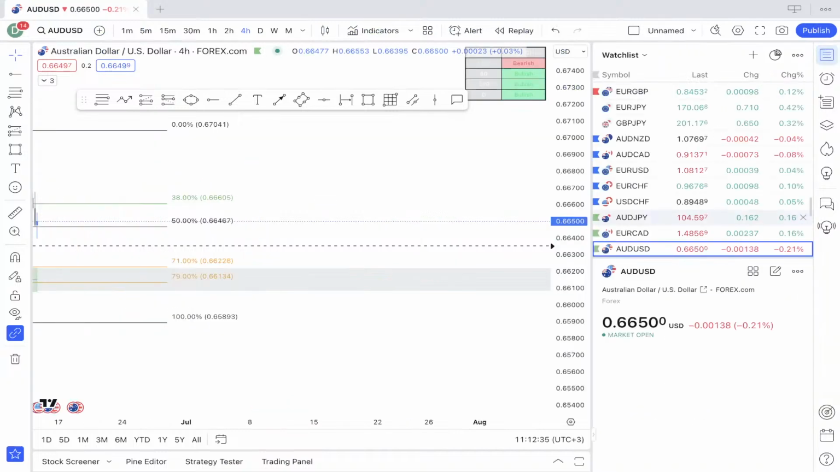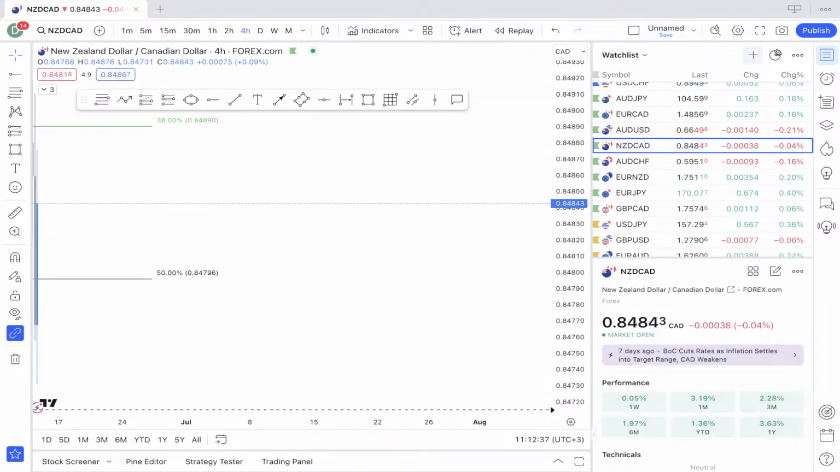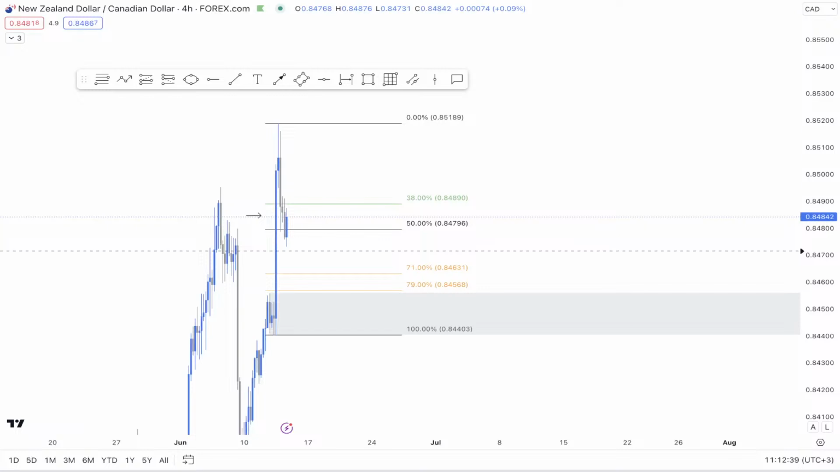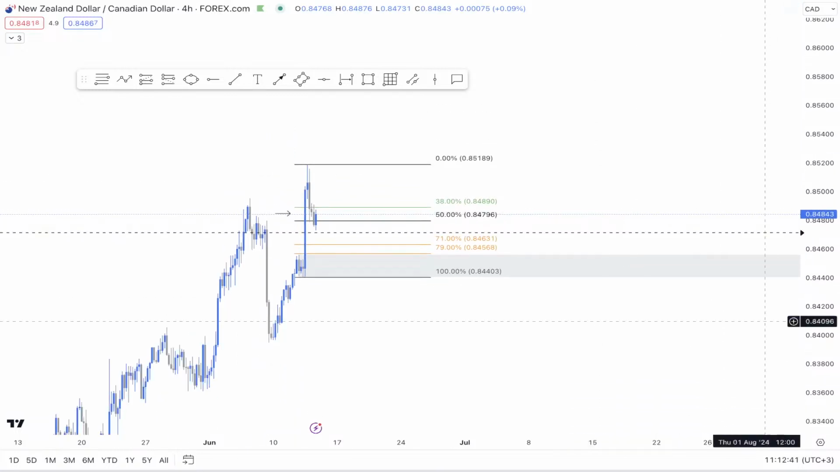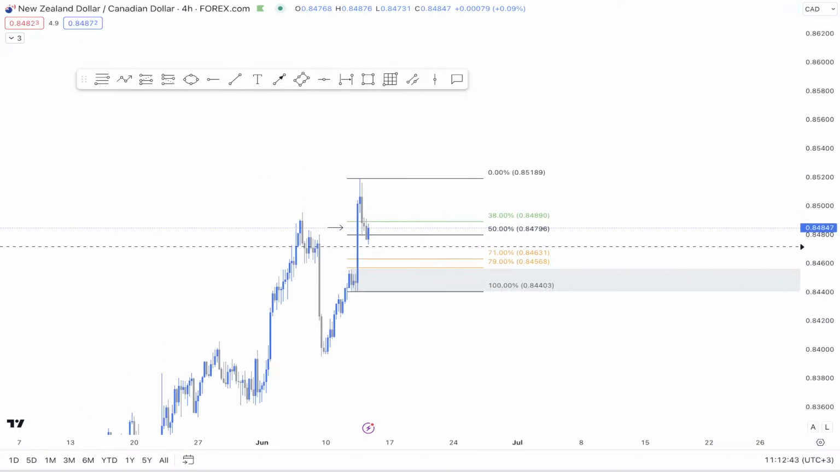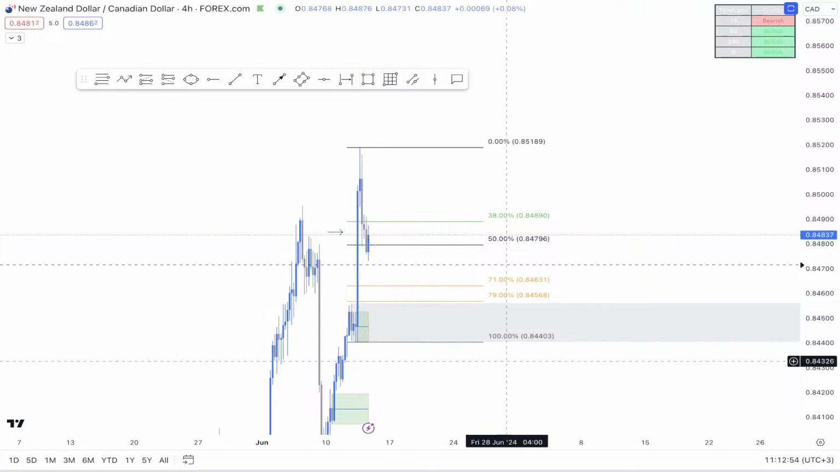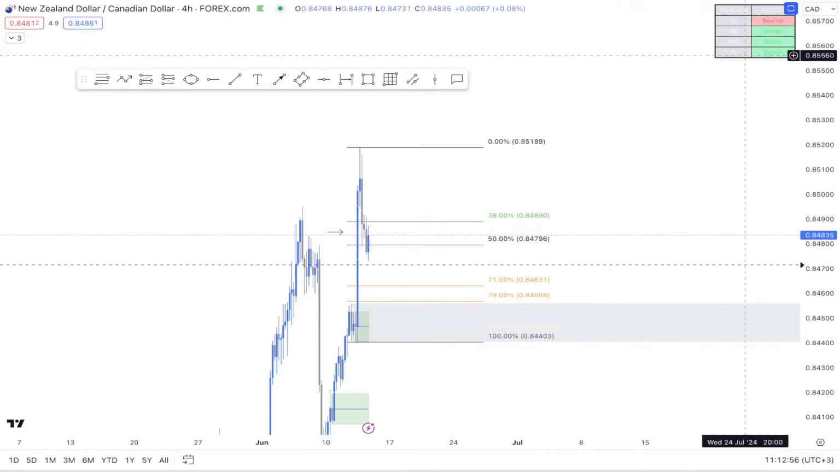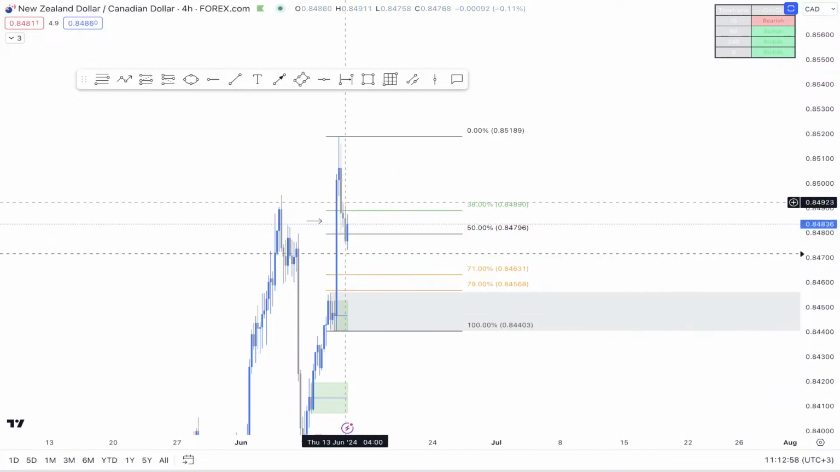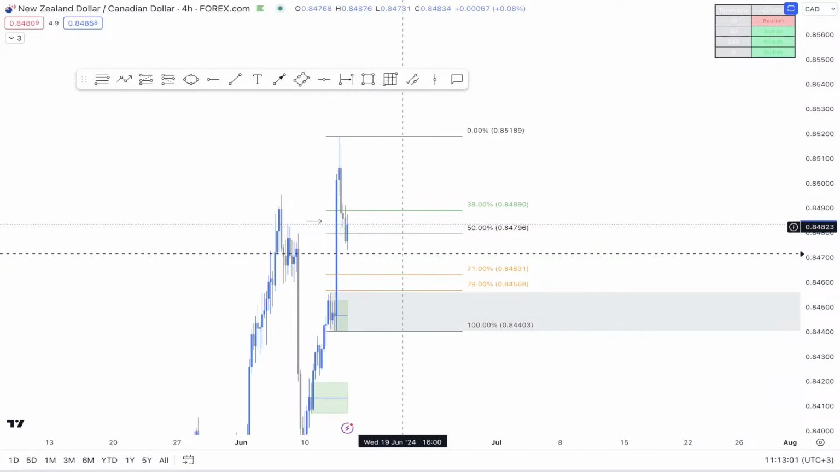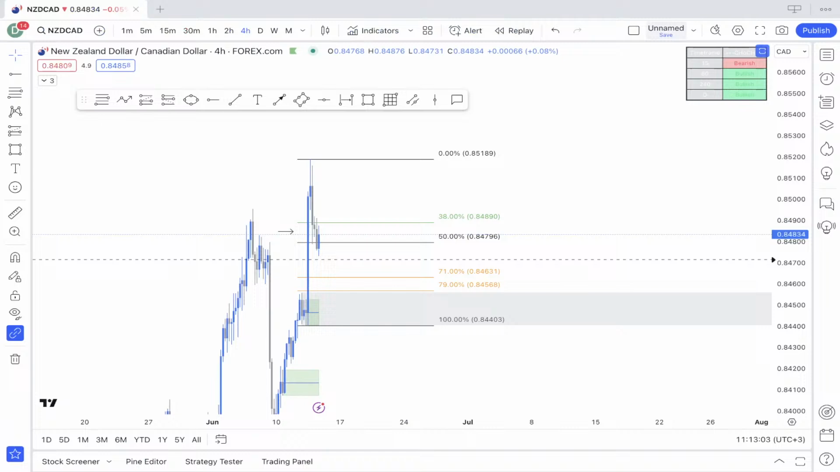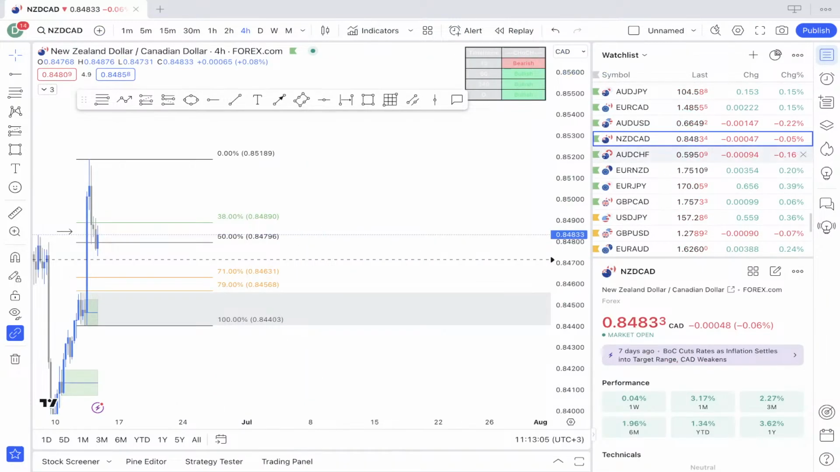NZD CAD with a bullish opportunity right here, a continuation of this uptrend with this aggressive break right here that left a lot of imbalance behind. We have this unmitigated order block lining up with the discounted area of this bullish range as well as with this bullish trader order block. Daily and the 4-hour are both bullish on the trader graph, and the pullback looks pretty nice and corrective so far. So we definitely want to see a continuation of that.